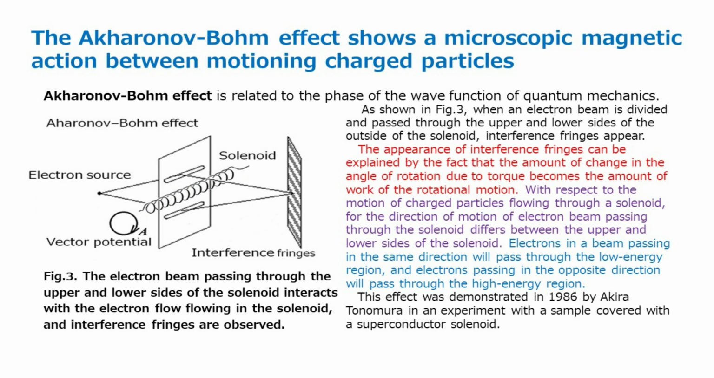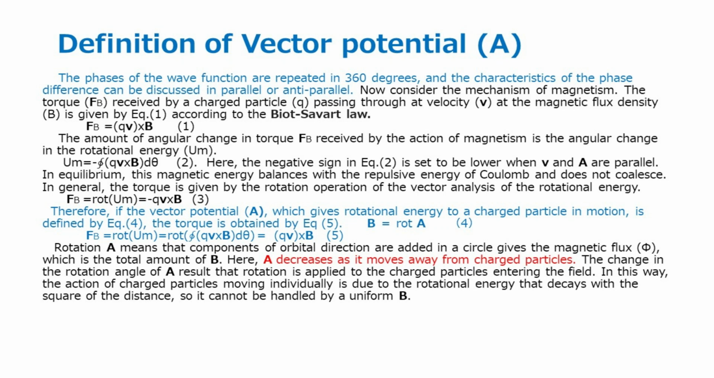With respect to the motion of charged particles flowing through a solenoid, the direction of motion of the electron beam passing through the solenoid differs between the upper and lower sides of the solenoid. Electrons in a beam passing in the same direction will pass through the low energy region, and electrons passing in the opposite direction will pass through the high energy region. This effect was demonstrated in 1986 by Akira Tonomura in an experiment with a sample covered with a superconductor solenoid. The phases of the wave function repeat in 360 degrees, and the characteristics of the phase difference can be discussed in parallel or anti-parallel.